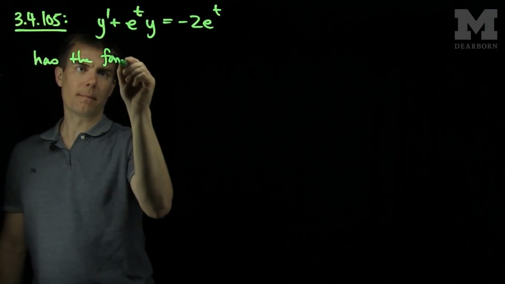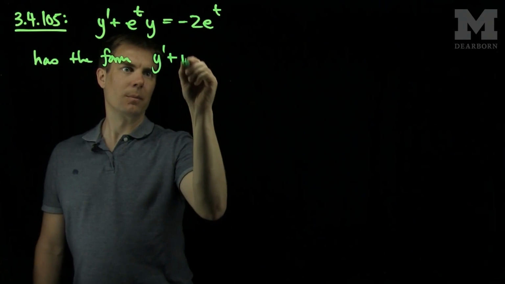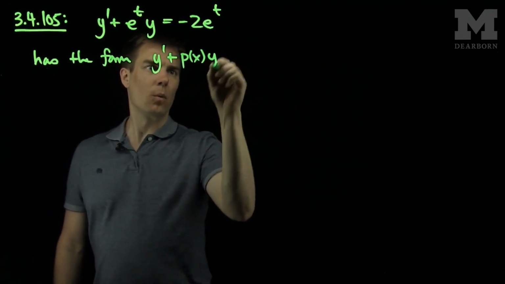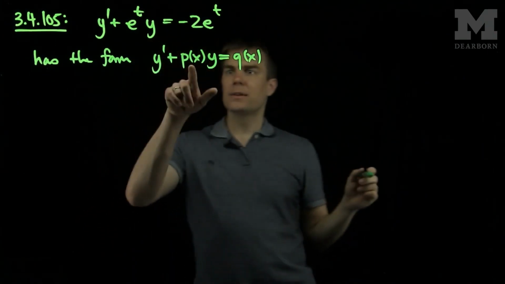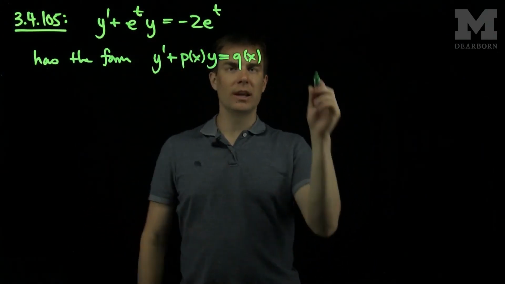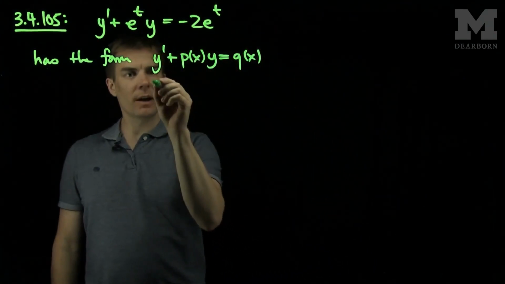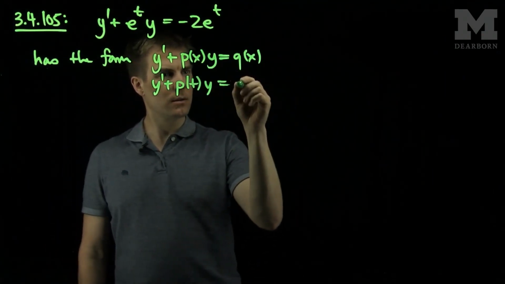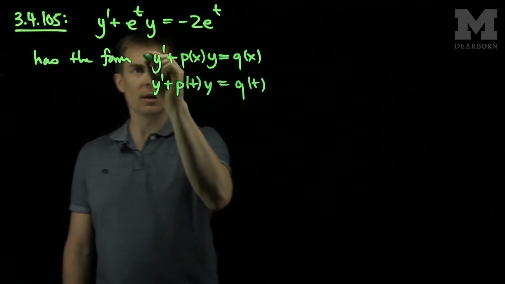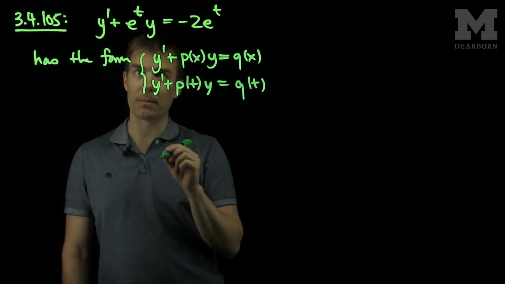has the form y prime plus p of x y equals q of x, where instead of p of x we have a function of t. So it doesn't matter if we have p of x or p of t and q of t, we just have to identify what the independent variable of the problem is.